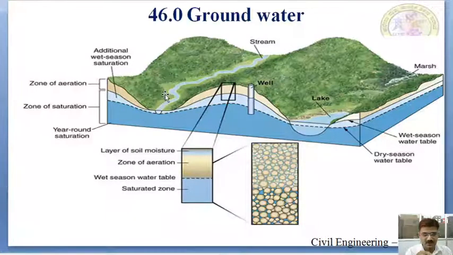I have shown this in my animated video also. In the last second, there was a stream of water flowing in the valley area of the mountainous part. This is the stream which is flowing. Next, in the earth crust, there are two zones: one is the zone of aeration and another is the zone of saturation. In the zone of aeration, the soil present here has voids or pores, and it is partially filled with water.